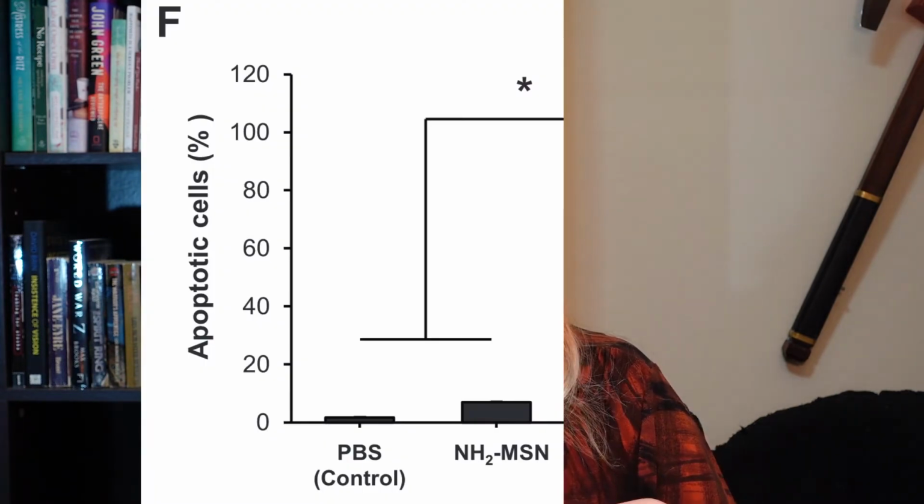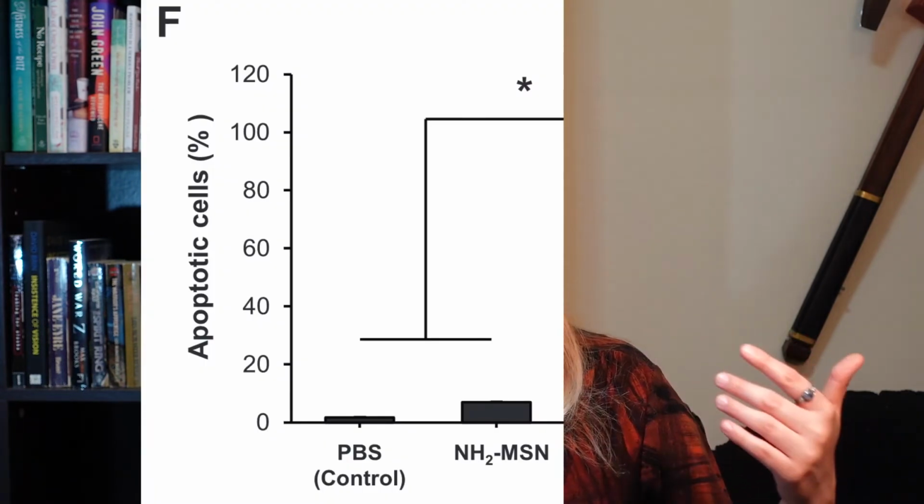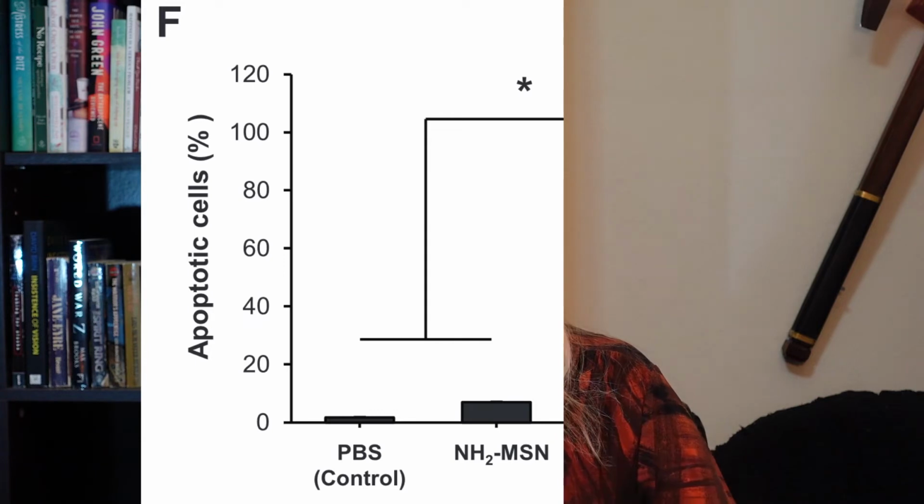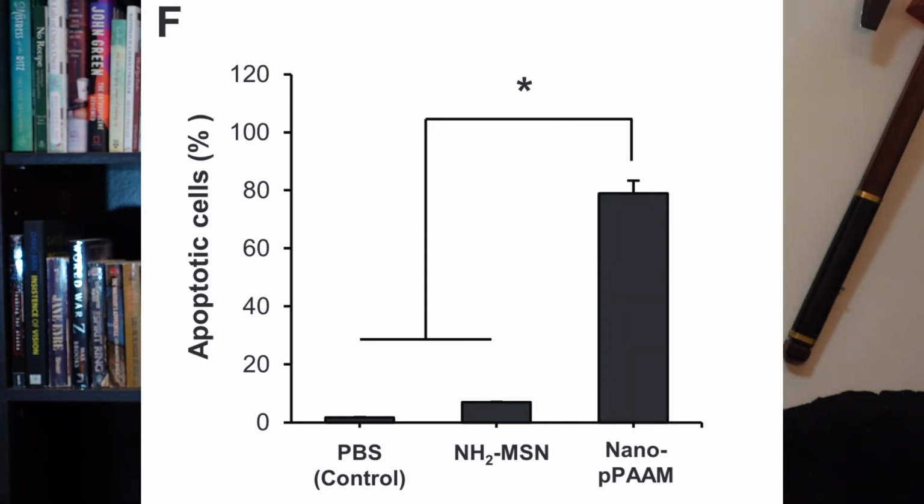When they quantified it, there was less than 10% cells murdered in both the PBS and the naked amine groups. And we're back to a whopping 80% cells apoptosed in the nano-PPAM group. I do wonder why it looked more like the 2D model than the 3D, but I guess that's why we test things in vivo. Holy crap.